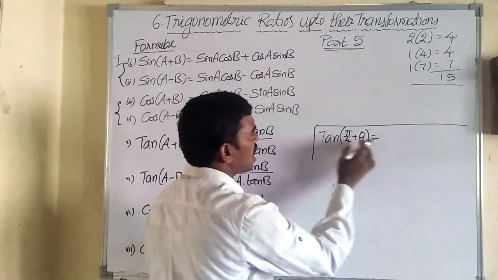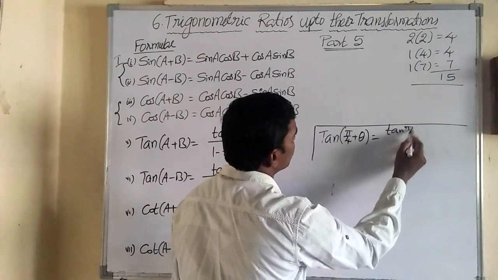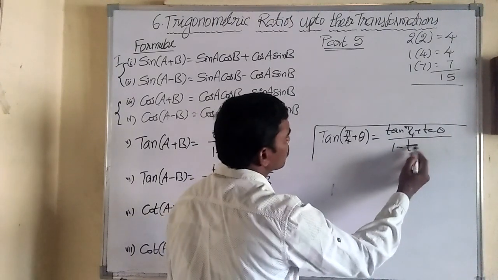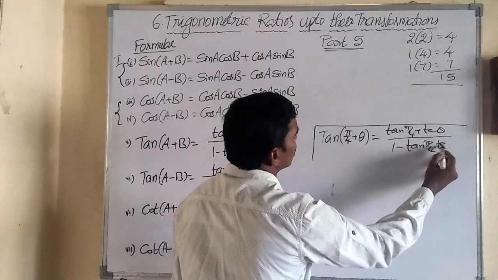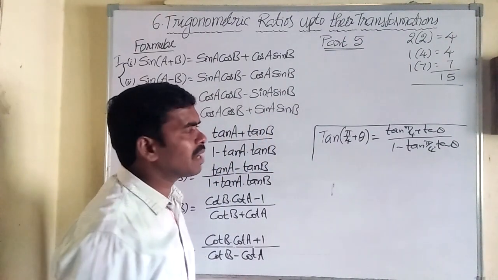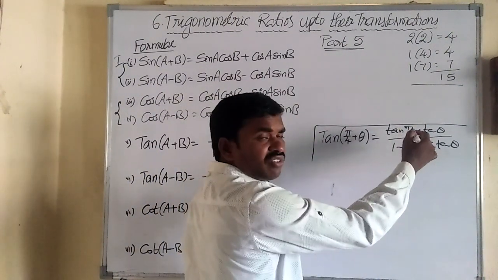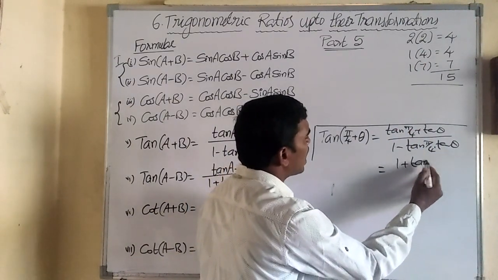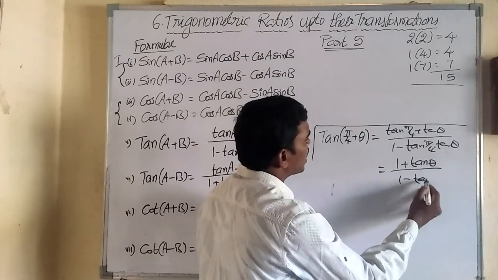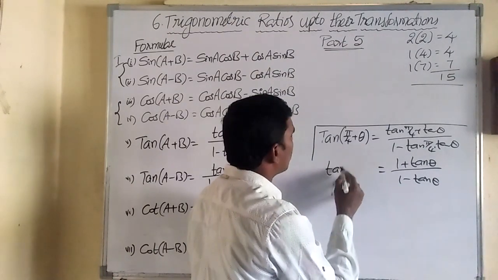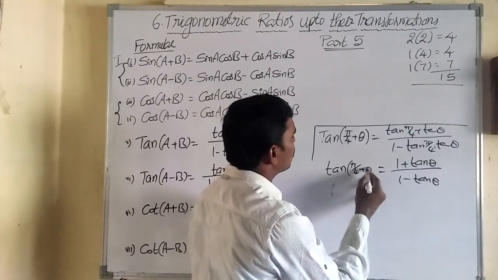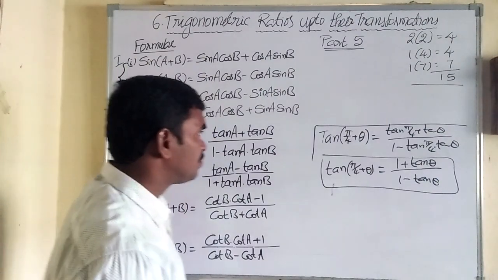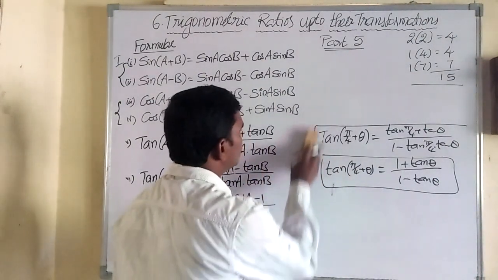So tan a plus tan b becomes tan pi by 4 plus tan theta, by 1 minus tan a tan b, which means 1 minus tan pi by 4 into tan theta. So what is the tan pi by 4 value? Pi by 4 means 45 degrees, so tan 45 value is 1. Very good. So we get 1 plus tan theta by 1 minus tan theta. This is the tan of 45 plus theta formula, which is mostly useful. This we should also remember.